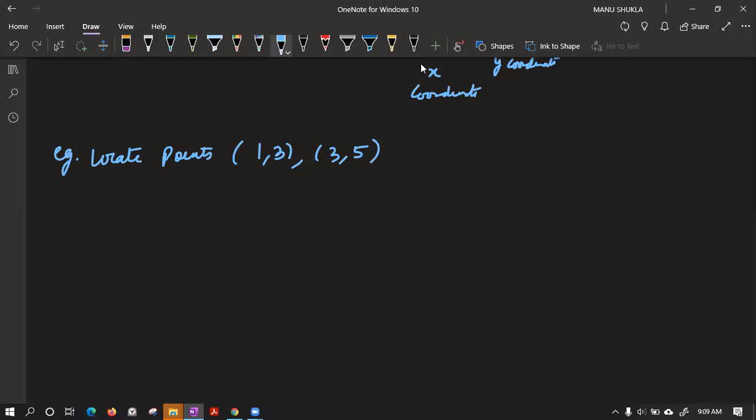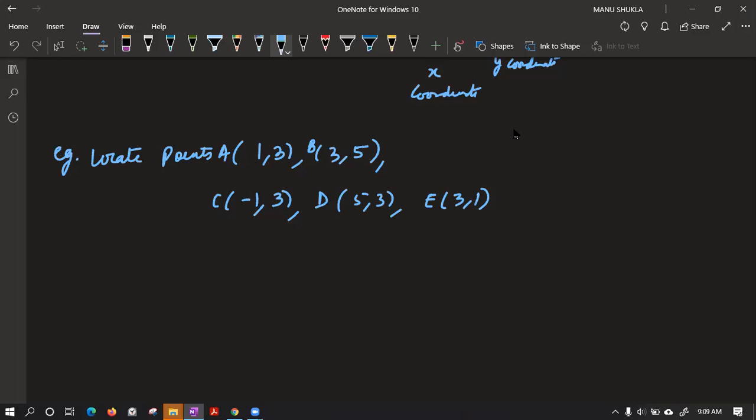Sir, in virtual reality also the z-axis is used. Yes, beta. 3 comma 5 is point B, and 1 comma 3 is point A. Point C is, suppose, minus 1 comma 3, point D is 5 comma 3 and point E is 3 comma 1.